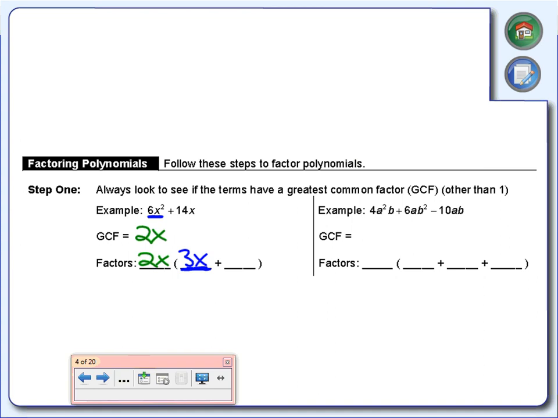And we can check that. 2x times 3x is 6x squared. Well, we're missing one other little thing here. Now we need to figure out what goes over there. So this 2x times a what will give us back this 14x? What can I multiply by? 7. Notice we don't need an x this time though. That 2x times that 7 will give us 14x. These are what we call the factors. Those two things, when you multiply them together, will give you that 6x squared plus 14x.